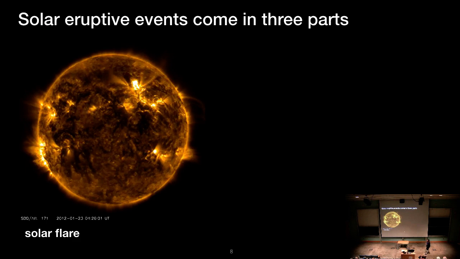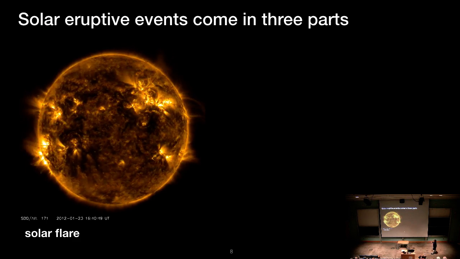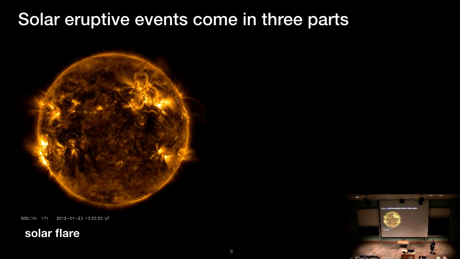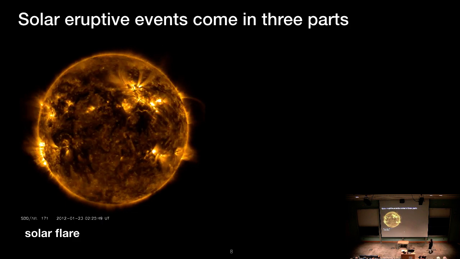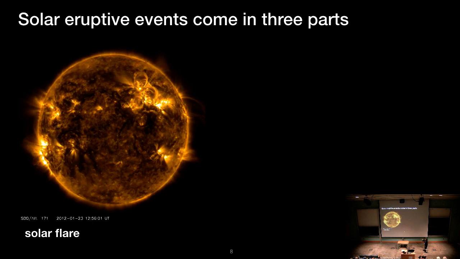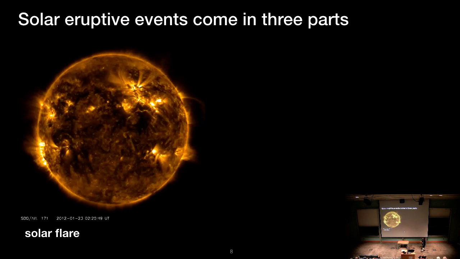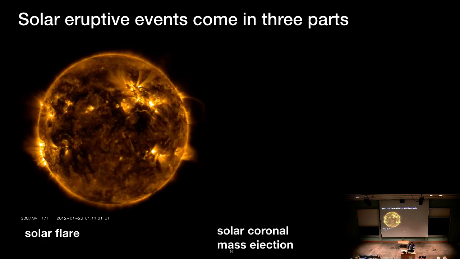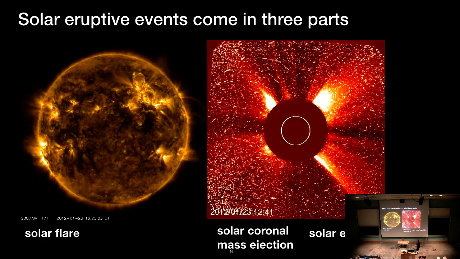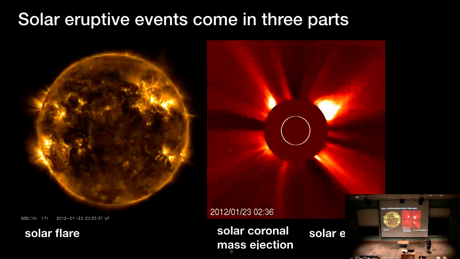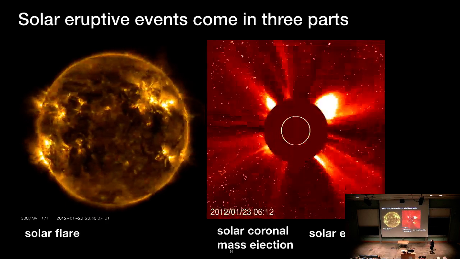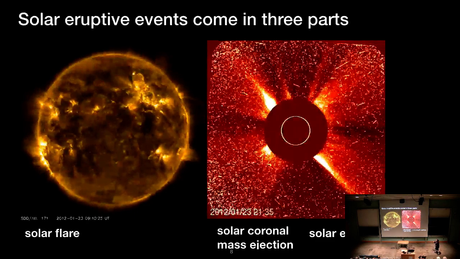Those are electrons that are tracing out magnetic field lines, and you can see that those field lines are moving around, interacting and reconnecting, brightening, and that's structures that produce solar flares. There's two other parts to a solar eruptive event, and that's shown in this movie. This is the same event. If you can read the date, this is something that happened in 2012, January.